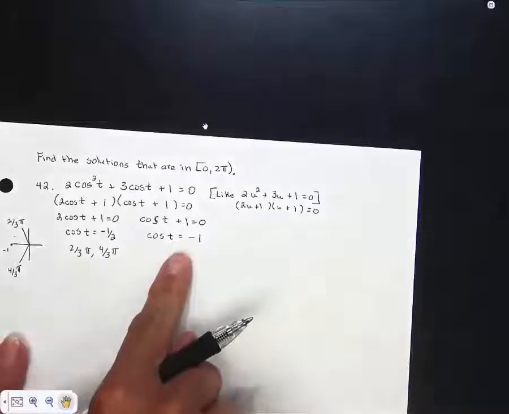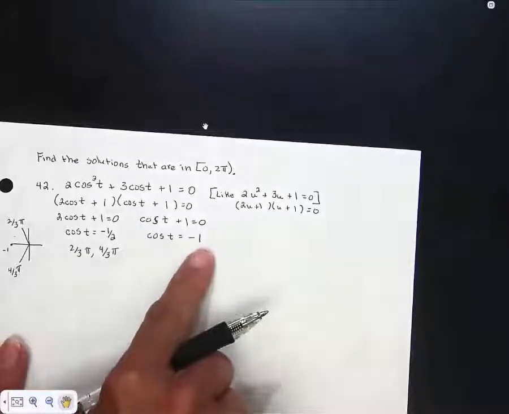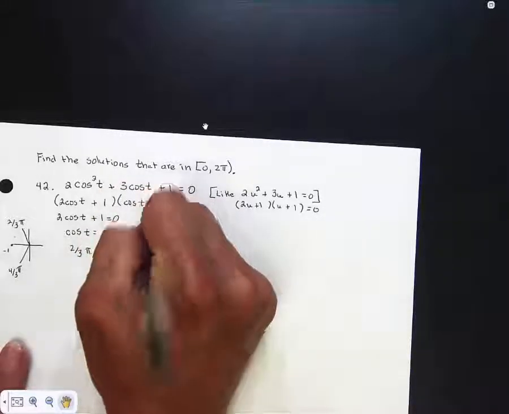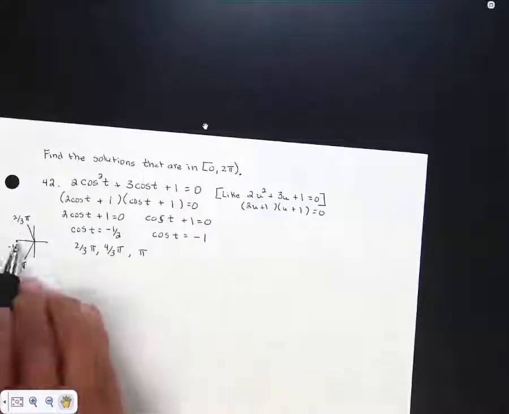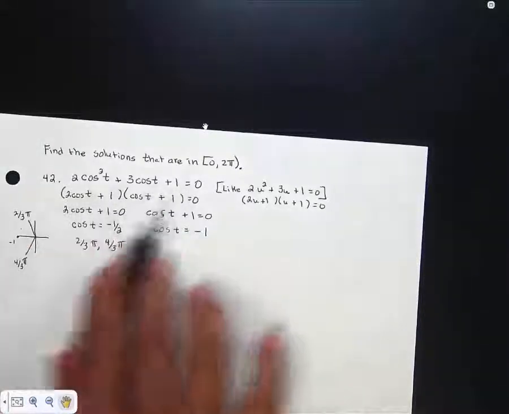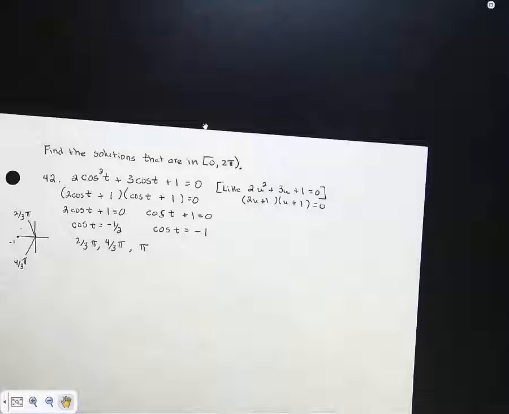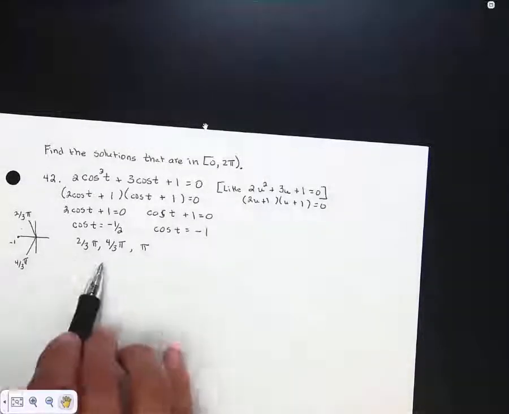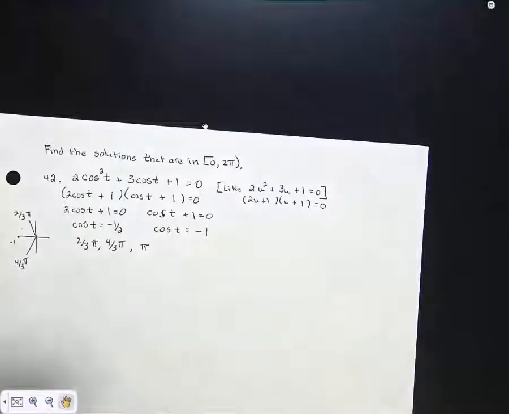The second equation, where cosine is -1, I know the only place cosine is -1 is at pi radians, right here. So this original equation, I solved it by factoring, and in just one revolution of the unit circle, which is what I was asked for, I got these three solutions.